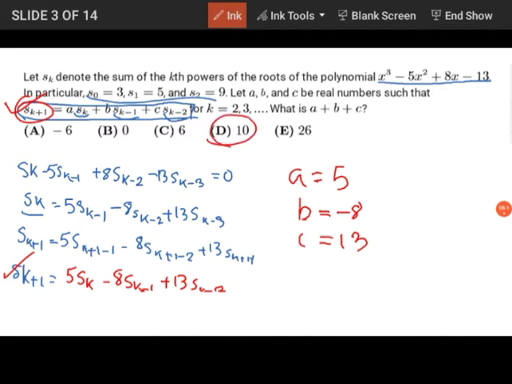So I hope that you understood. Very simple with Newton's sum. Now if you try to do it with Vieta's relations, that would take you a very, very long time. I hope that this is now clear.